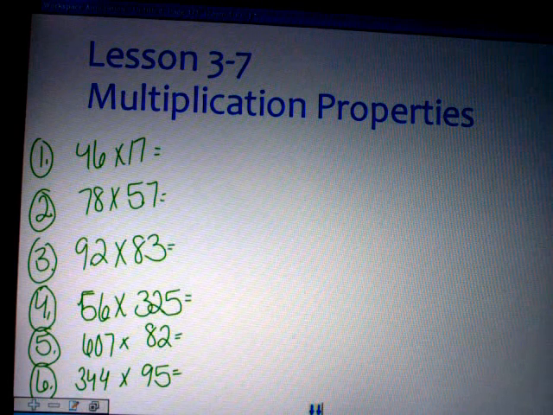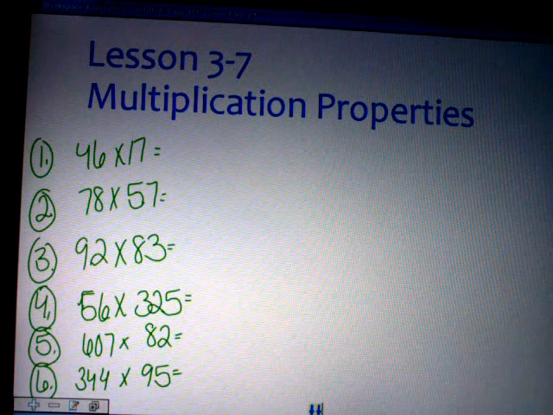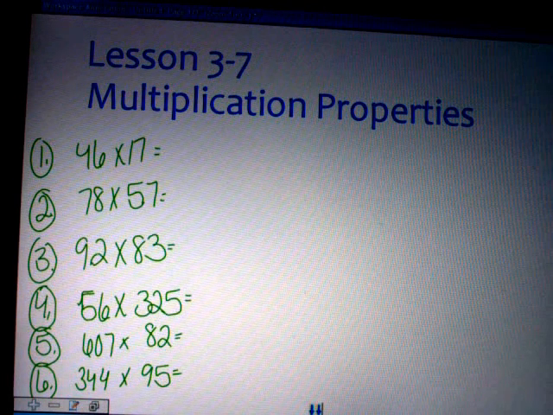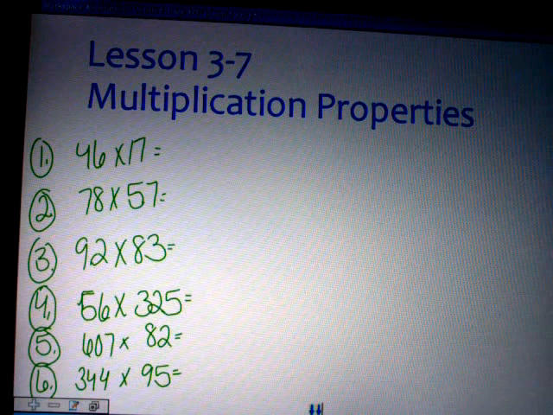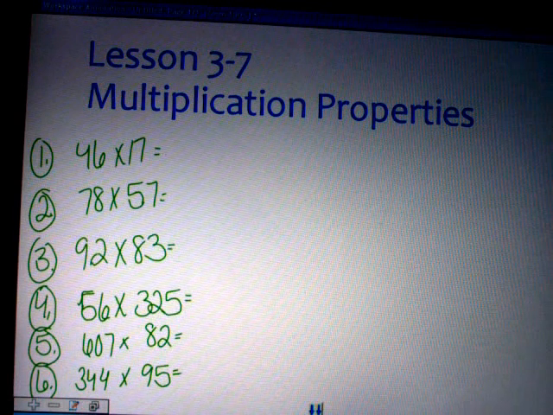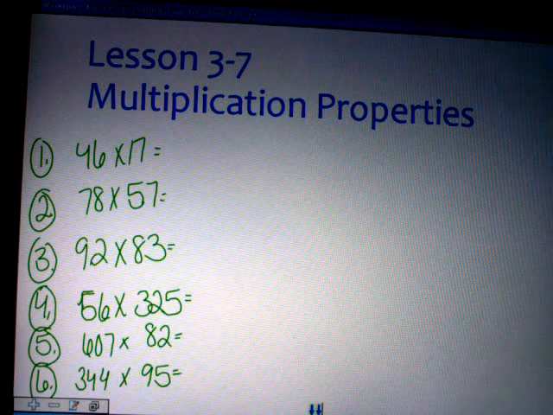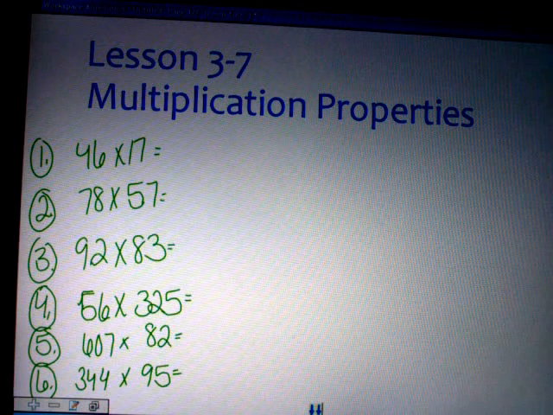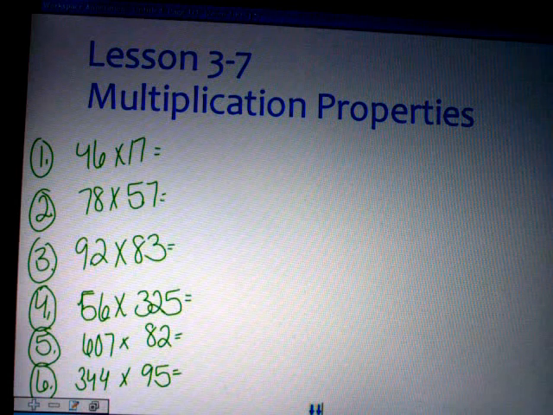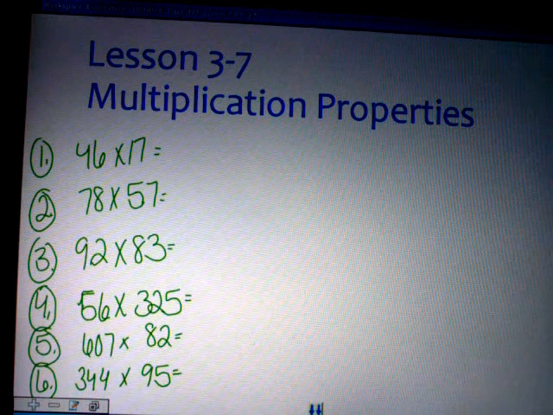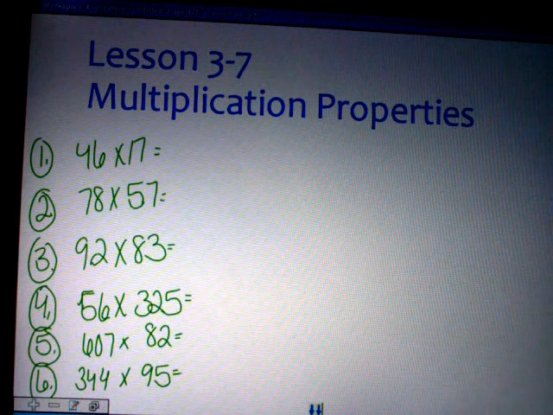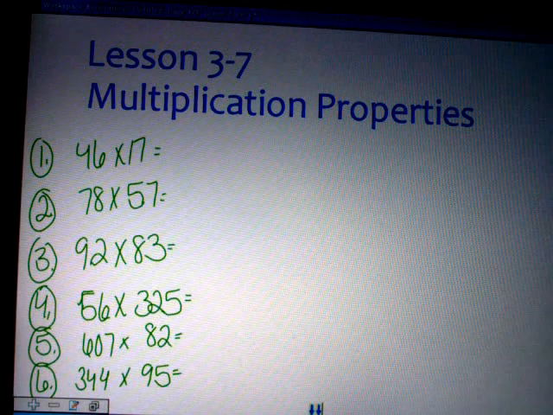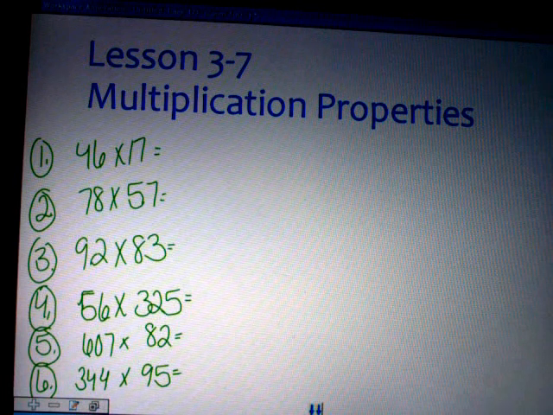The more work you do on the front end, the more you're going to get out of these lessons if you're actually solving the problems and doing the work. So the first problem is 46 times 17. Second problem is 78 times 57. Third problem is 92 times 83. Fourth problem is 56 times 325. Fifth problem is 607 times 82. And our sixth problem is 344 times 95. So pause the video, go ahead, solve it through, see what you get, and then we can compare answers.